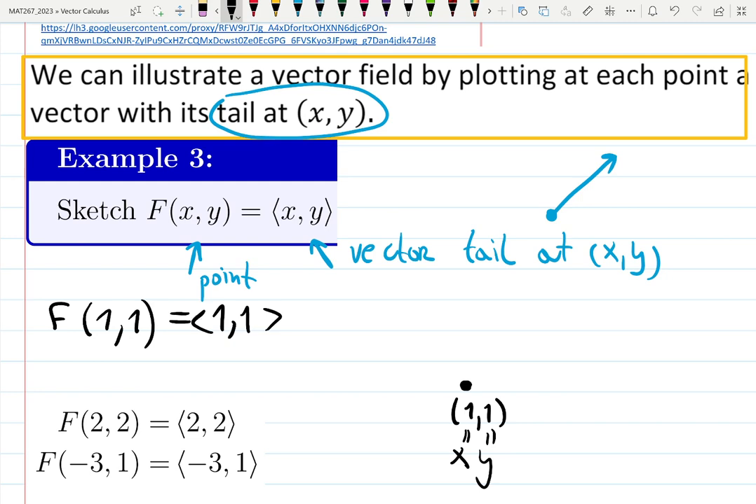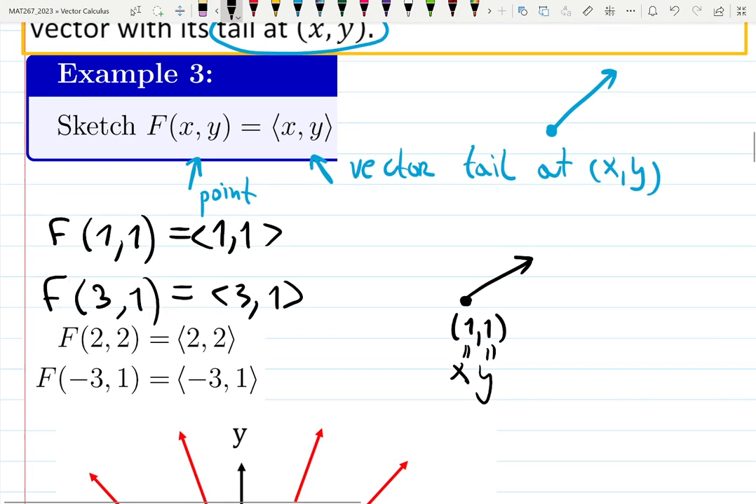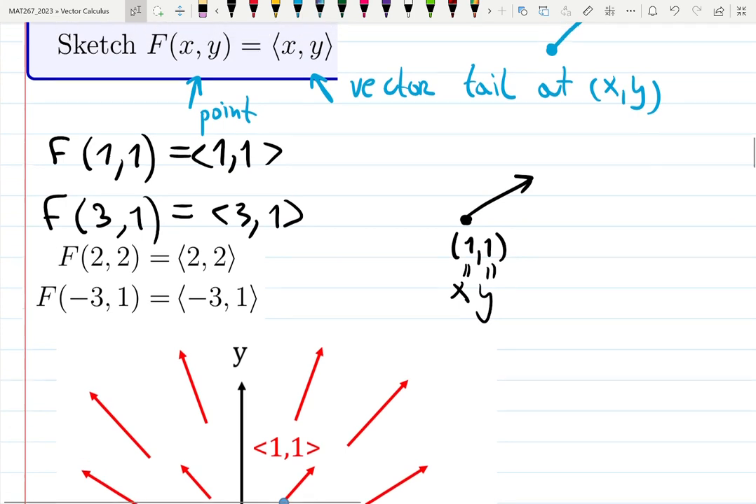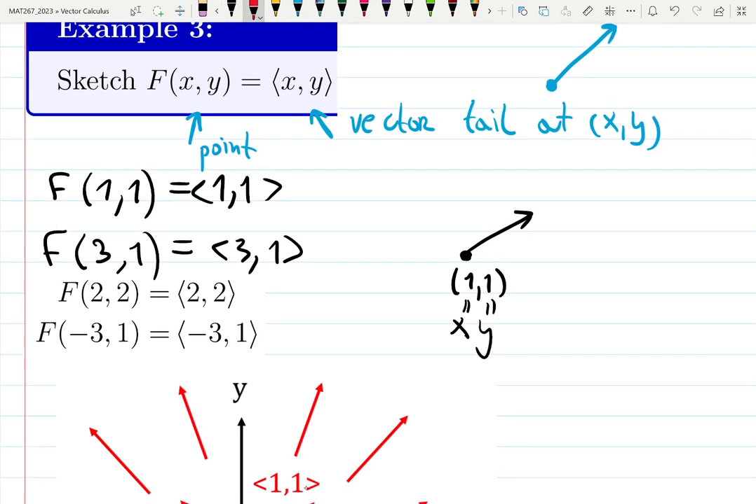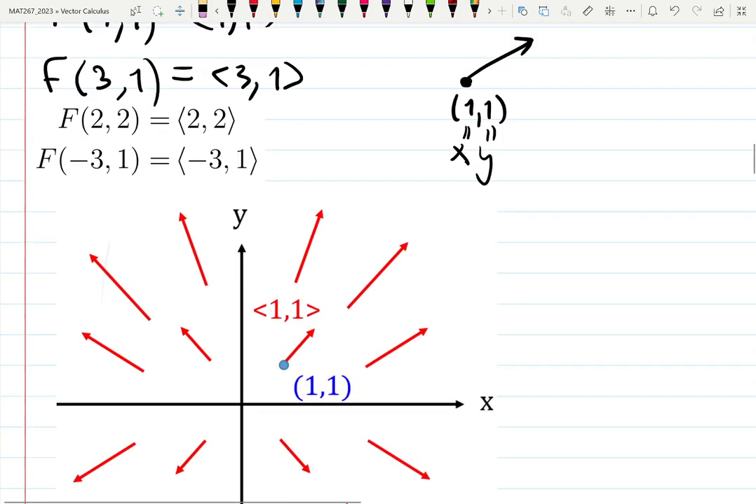Okay, so now you know how to draw a vector 1, 1, like that, or whatever. And the strengths here don't matter, that comes later. F at 3, 1, guess what, will be 3, 1, and so on. So it seems like it's matching the x and y because that's how it was defined. It's an example. X matches x, y matches y. Looks like that.